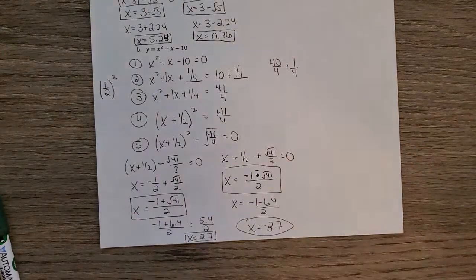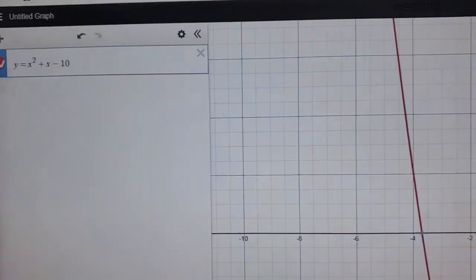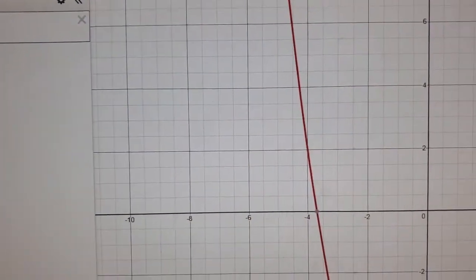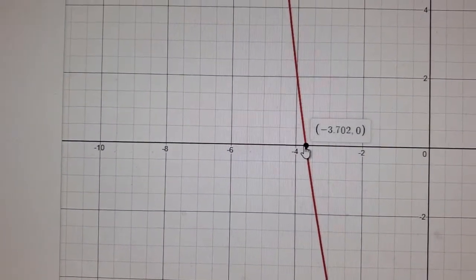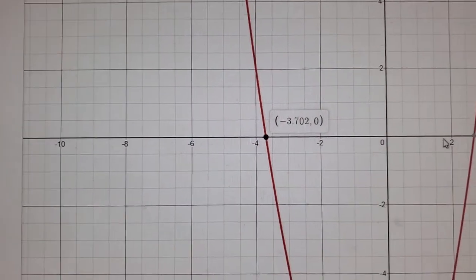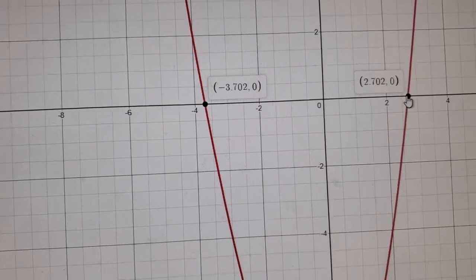So then we go to our Desmos. If we put the equation in, which I did already, there's the equation. If we go to our points, you see how we get -3.7 and 2.7. So again, you can check your answers.